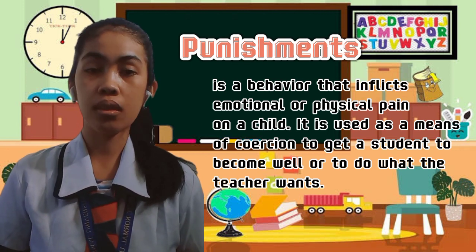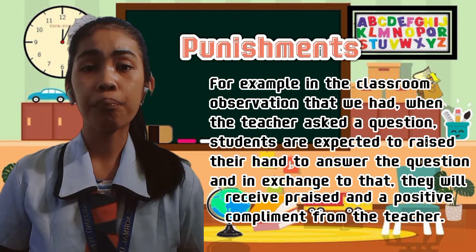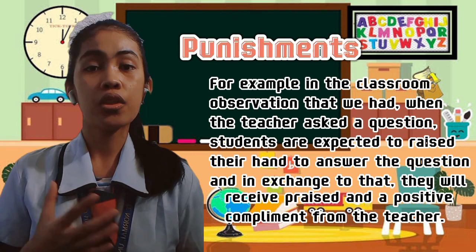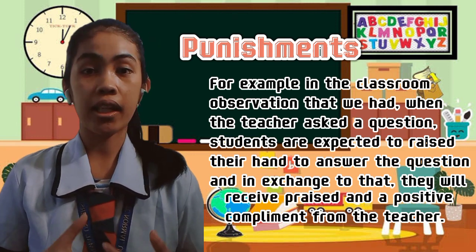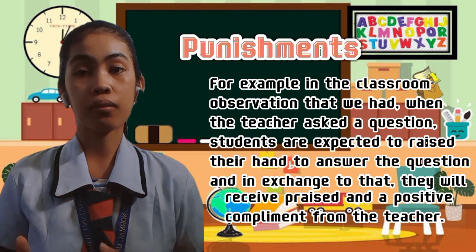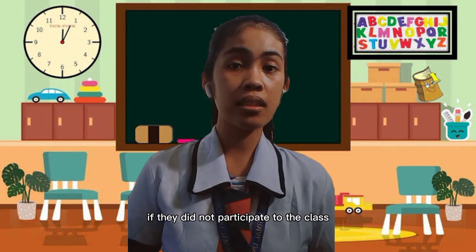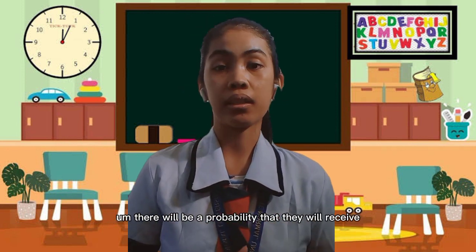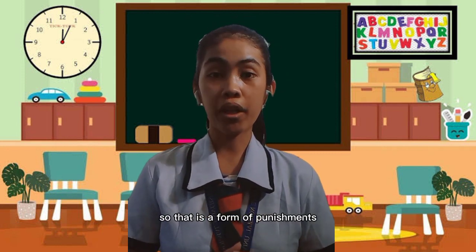For example, in the classroom observation that we had, when a teacher asks a question, students are expected to raise their hand to answer the question, and in exchange, they will receive praise and a positive compliment from the teacher. But on the other hand, if they did not participate in the class, there will be a probability that they will receive a poor performance rating. So that is a form of punishment.